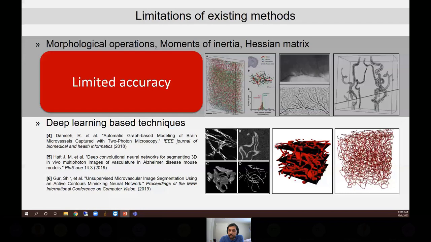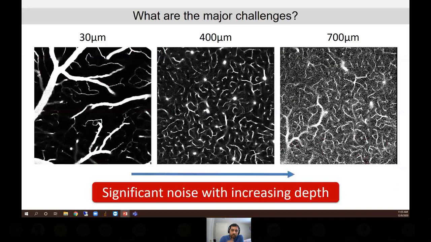And the main reason is that vascular segmentation in two-photon microscopy is extremely challenging. Here I show you the measured angiogram at different depths. As you can see, as you go deeper into the cortical surface, the noise becomes significantly higher due to many reasons, like loss of focus, multiple scattering, occlusions. But the end result is that you have this extremely noisy image where you can barely make out the blood vessels with your eyes, when you want to perform accurate vascular segmentation. So as it turns out, these traditional methods were only able to achieve a limited accuracy.